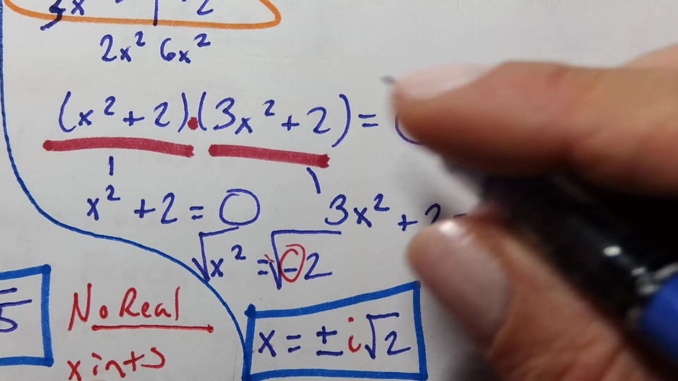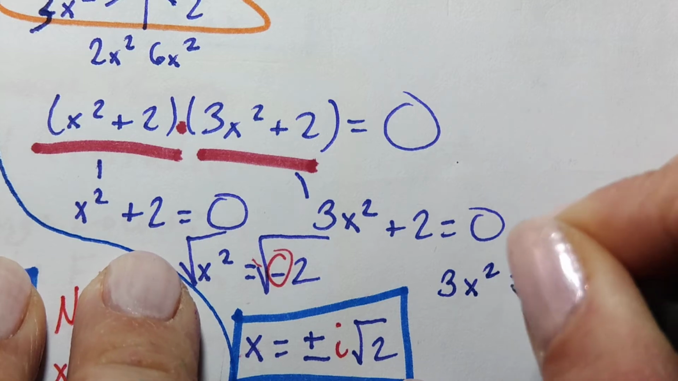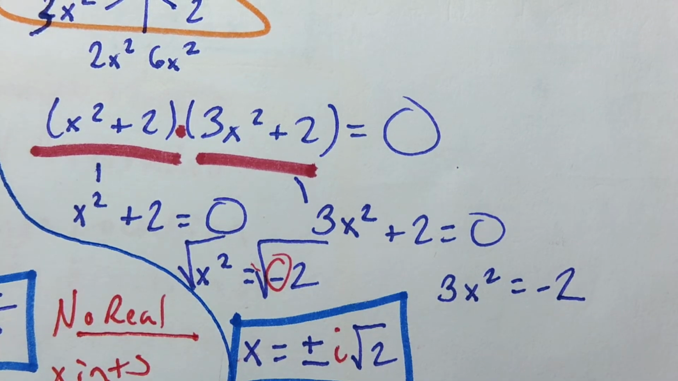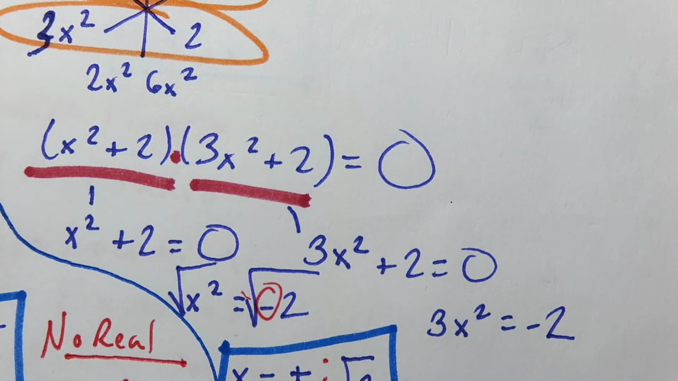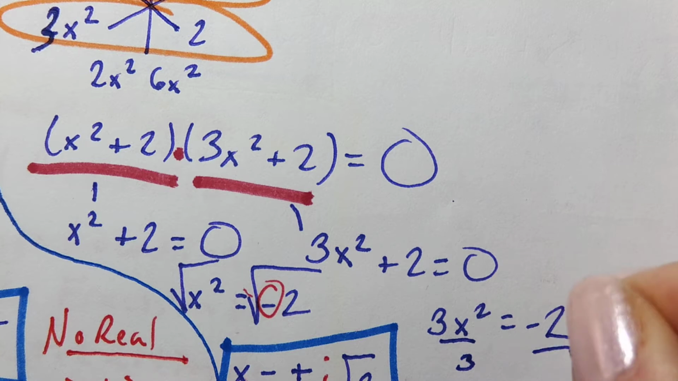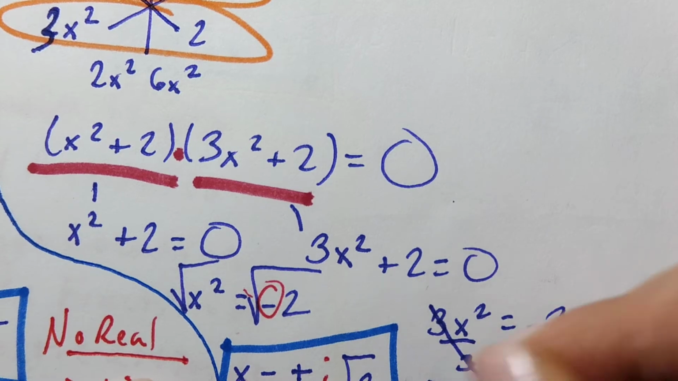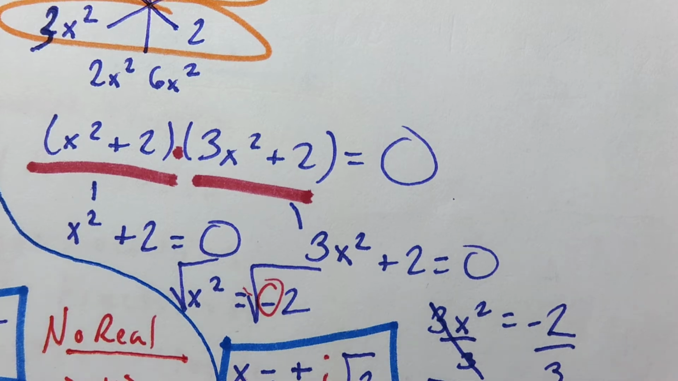So let's go ahead and try this last one. Oh boy, so we're going to subtract the 2. Folks, why don't we want to square root right now? Because of the 3. My x squared, the thing that I want to square root, is not fully isolated. So we want to actually divide by 3 next. So x squared equals negative 2/3, square root, and x equals plus or minus.